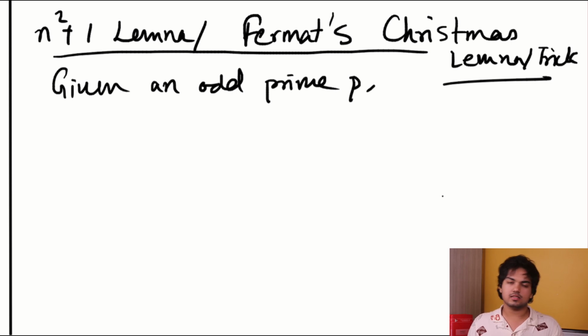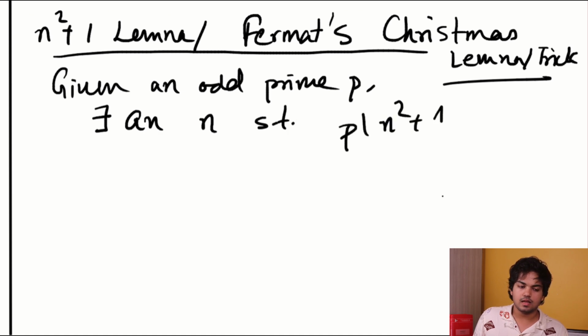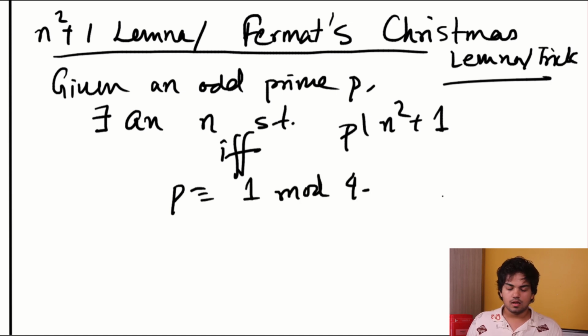If you square them, you'll just get 0 and 1. So there's really nothing crazy there. So given an odd prime p, there exists an n such that p divides n squared plus 1 if and only if p is congruent to 1 mod 4. So that is a result.